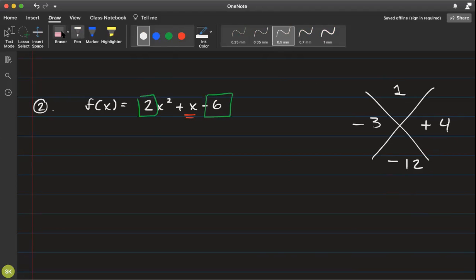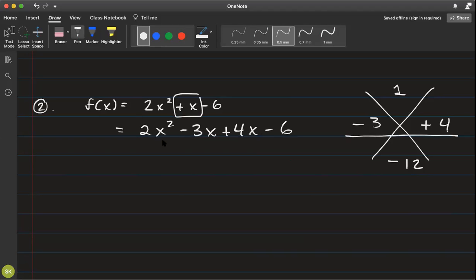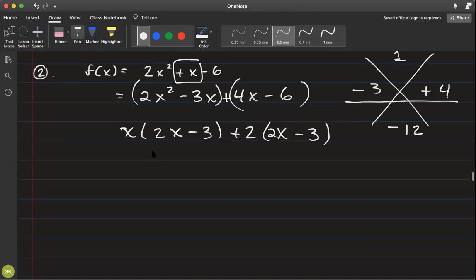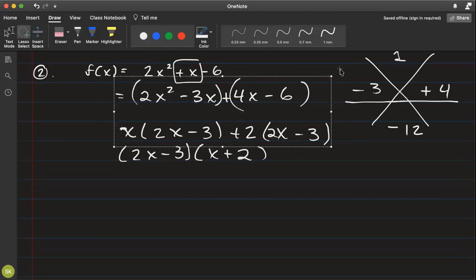So what we do when the coefficient here is not a 1 is we break this into 2x squared. We get rid of this x and write it as negative 3x plus 4x. And then you group them and you factor out what you can, which I can take out an x here. And I can take a 2 out of here. And then I can factor out a 2x minus 3 on both. Now I've gone over this type of factoring before, so I'm going through this really quickly. I just want to let you know that we already know how to factor this.